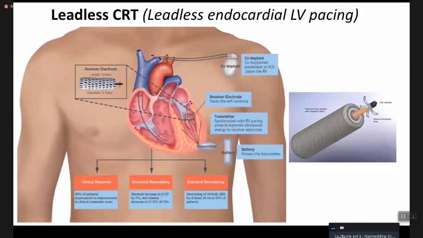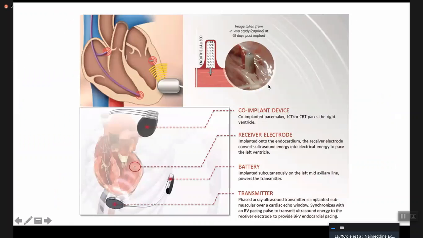The future is this one, a leadless CRT. We will be implanting a small electrode like this one, not exceeding 9 millimeters in length, and the diameter is not exceeding 2 millimeters. It will be inserted directly into the lateral wall of the left ventricle. And you see here, it will be quickly covered by the endothelium, so there is no need to give any anticoagulant to these patients.